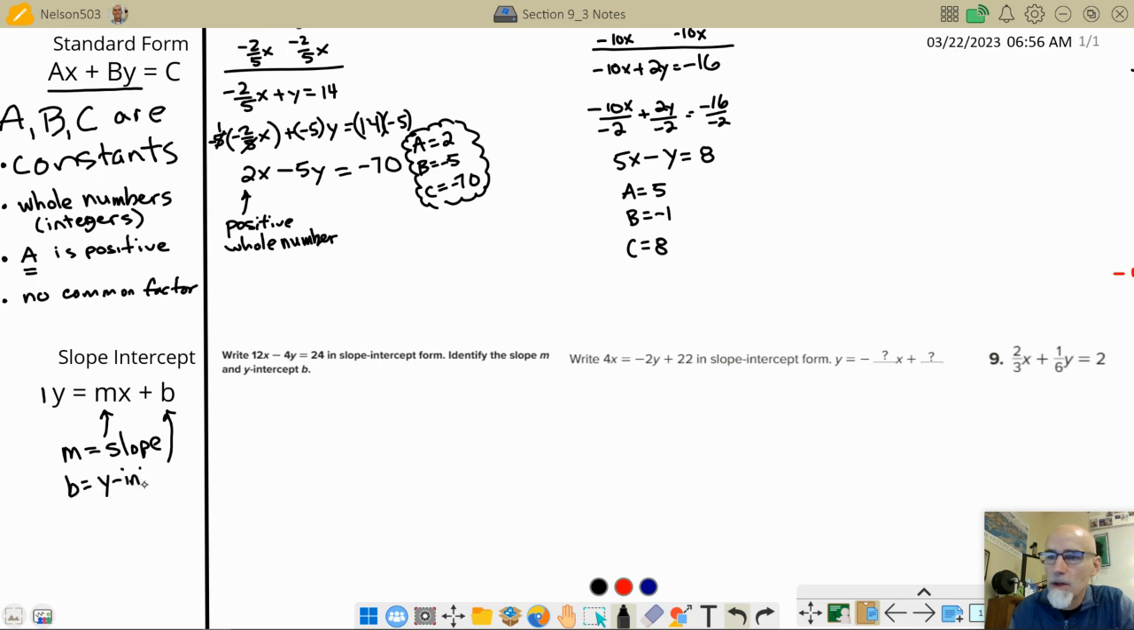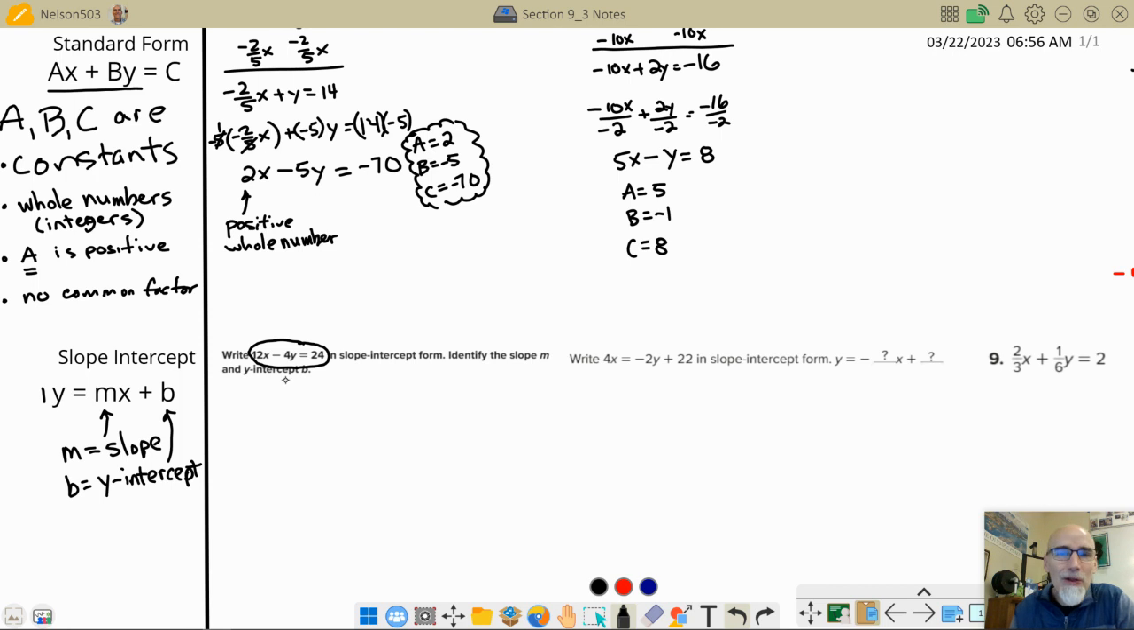So good news today is that we're not having to graph these equations. We're just trying to write them and then interpret them. Like what is the b value? What is the m value, right? So what's wrong with the way that this is written right now?